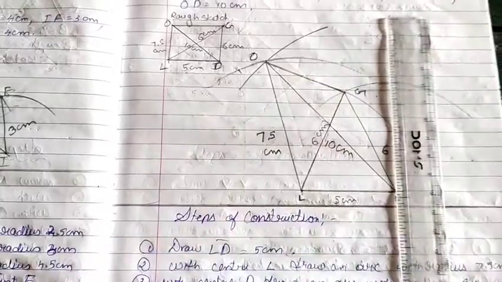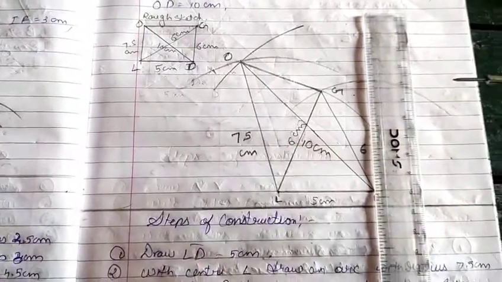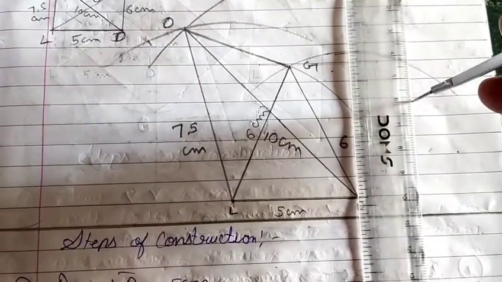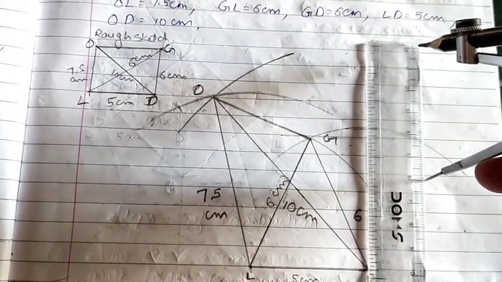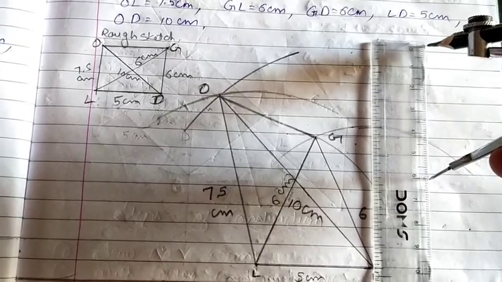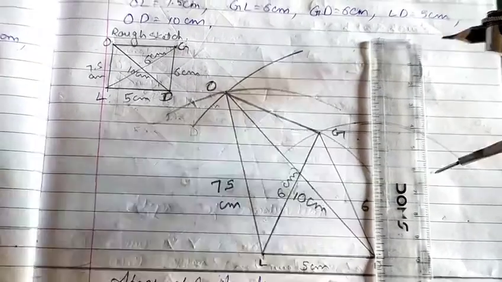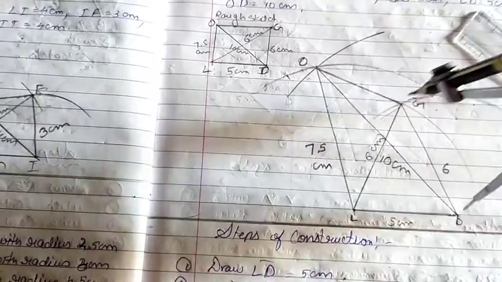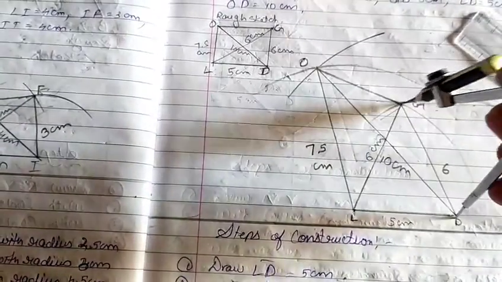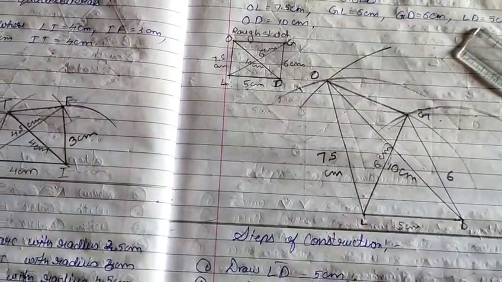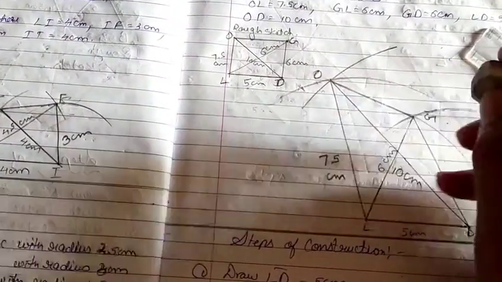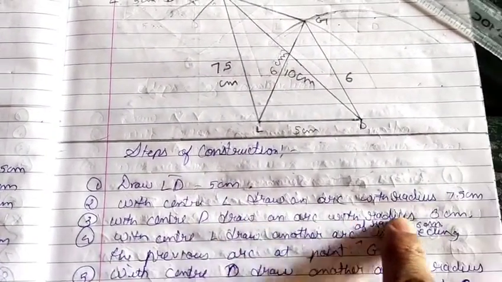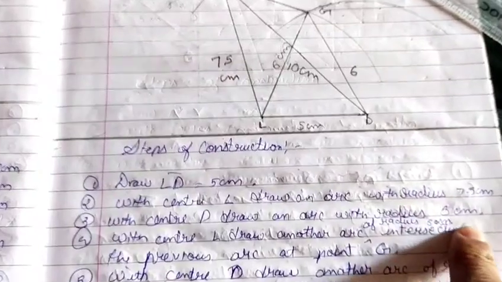So place your scale over here, and this pointer should be on 6 centimeter, and try to adjust your pencil till here. Then place it on D and draw this arc. By doing such, write down the statement over here: with center D, draw an arc with radius 6 centimeter.